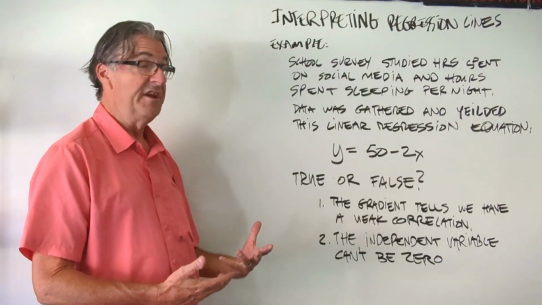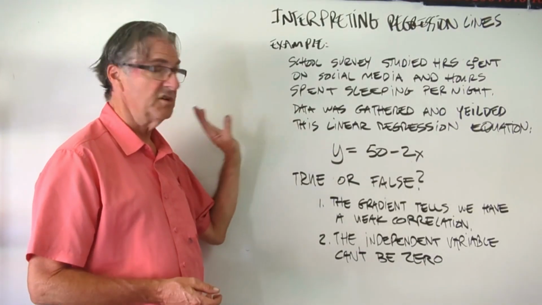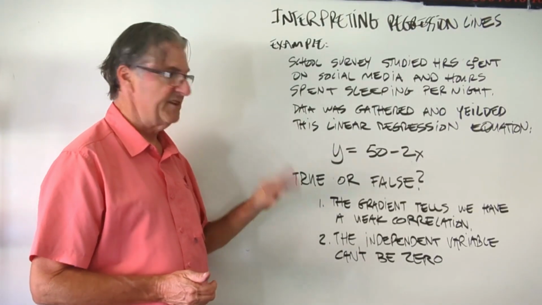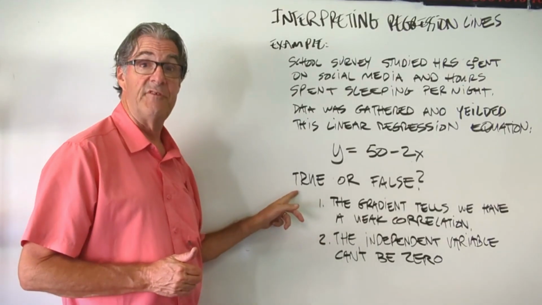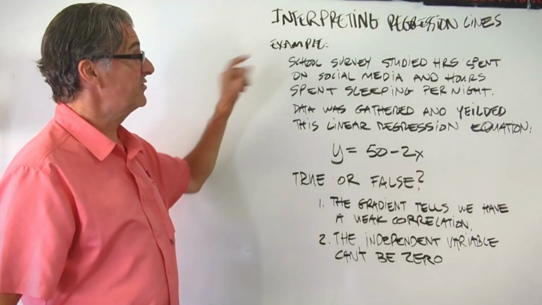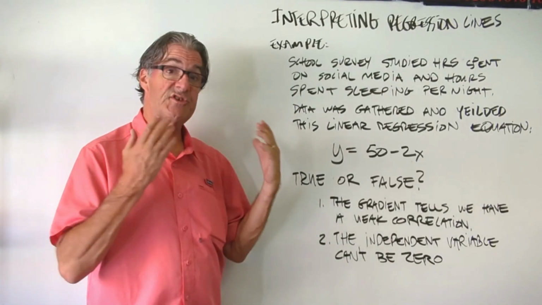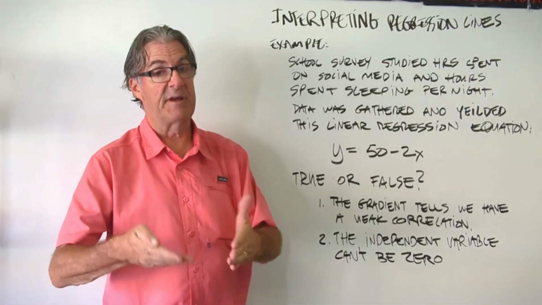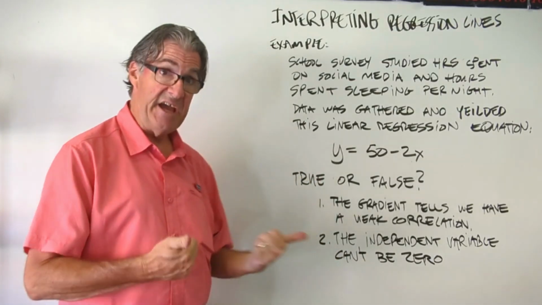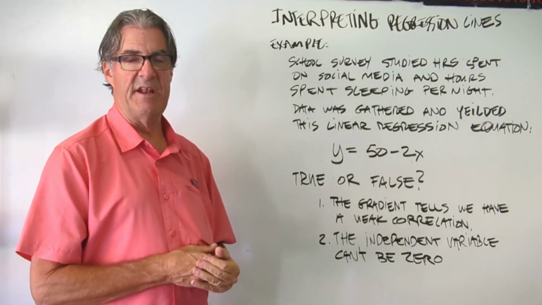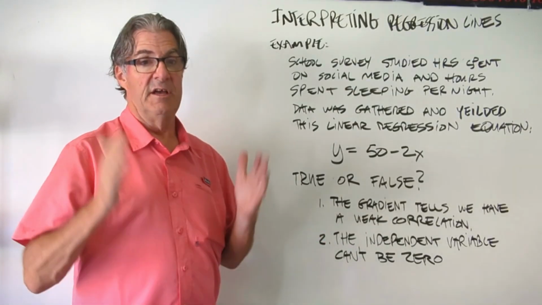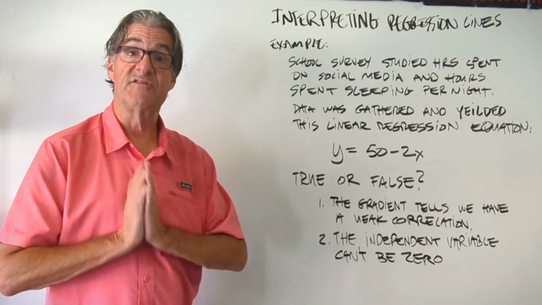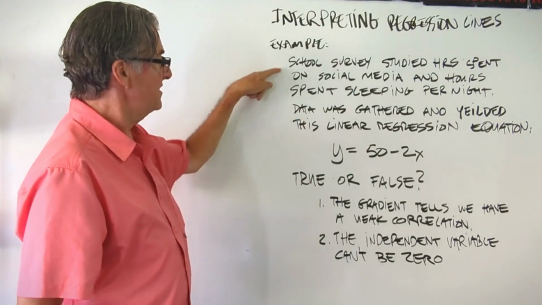We're going to finish this video with a statistical scenario. We have an equation and we're going to ask some questions about it, starting with a couple of true-falses. So here we go. We've got a school survey that's studying hours spent on social media compared to hours spent sleeping at night. So the x variable is how much time you spend on social media, and the y variable is how many hours of sleep you get per night. So that's what this is.